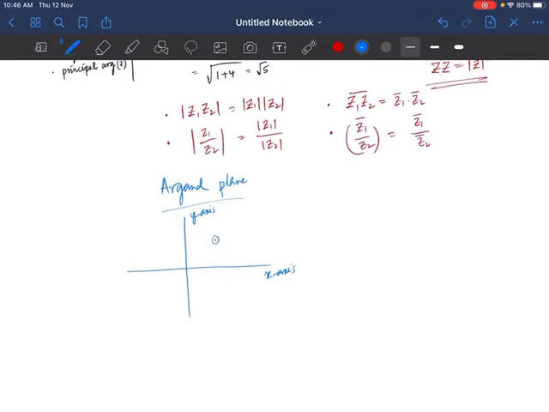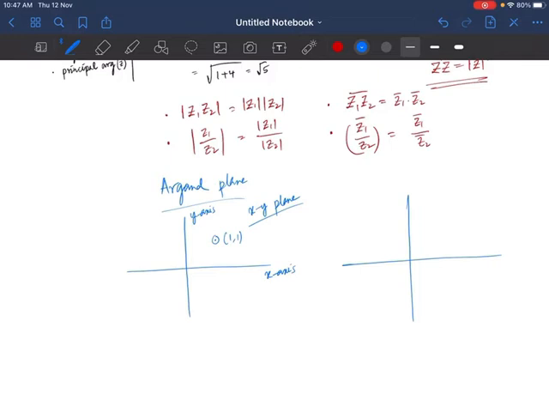Suppose here the point is 1, 1. It means the x value is 1 and the y value is 1. Now what is Argand plane? Argand plane is a plane in which all the complex numbers are plotted. So I will be plotting all the complex numbers on the plane. Now how will I plot? Argand plane looks like this.